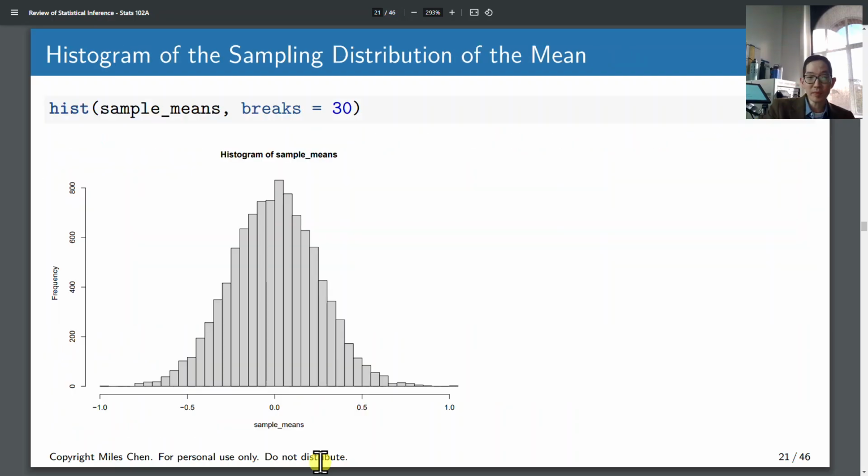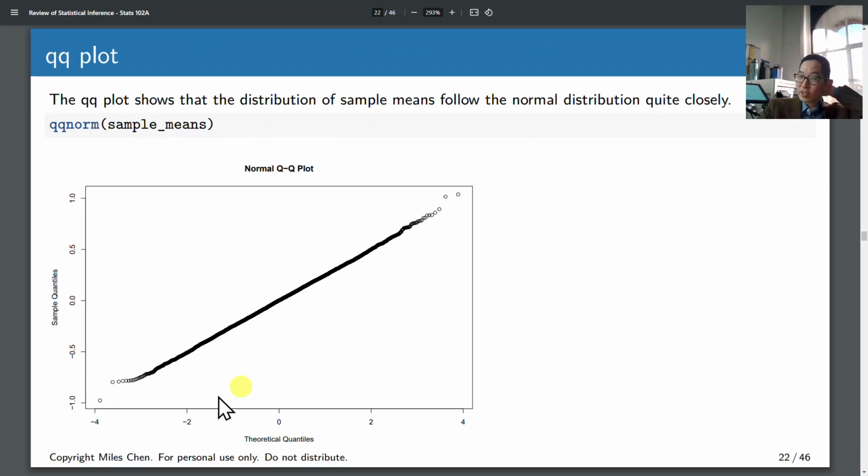And here is a histogram of the different sample means that we have. This is my simulated sampling distribution, and it looks very much like the normal distribution, with a standard deviation of 0.25, and around 95% between 0.5 and negative 0.5. Then I can do a QQ plot, and we see that it lines up in almost a perfect straight line, so it follows the normal distribution quite closely, and we're satisfied with that.